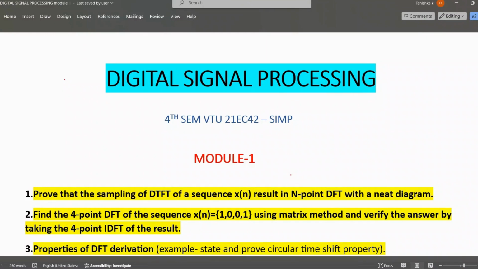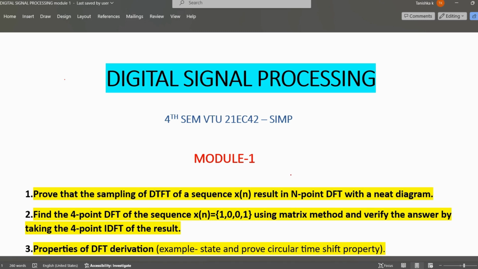So today I will be telling you some important questions of digital signal processing, 4th SEM VTU 21EC42 is the subject code, module 1. So this video is all about the important questions of digital signal processing, DSP, of module 1. The remaining module questions I will share in the next video.